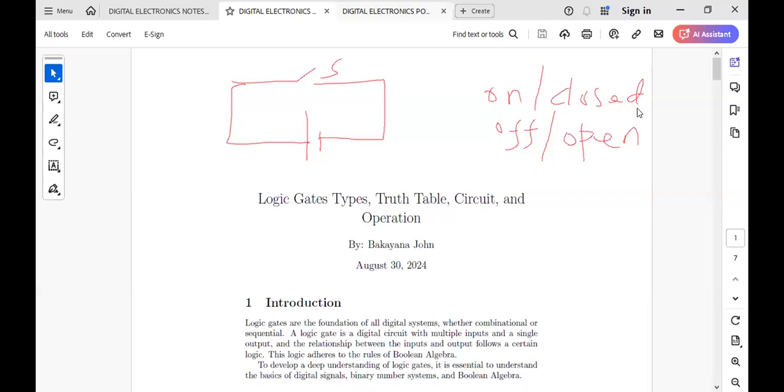So we shall see that under this section, we shall be using two antagonistic words. The word antagonistic means that one is exactly the opposite of the other. Something is either on or off, or something is either high or low, or something is either true or false. So those two cases that are opposite to each other, we shall be guided by them. Is that okay?